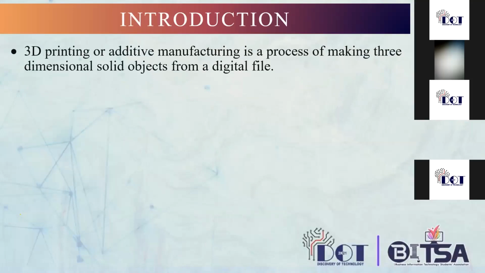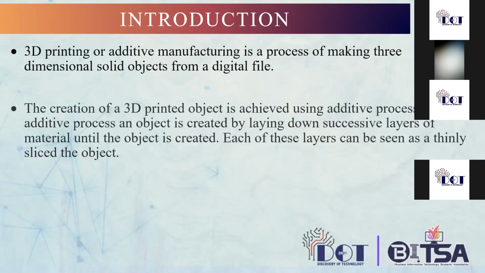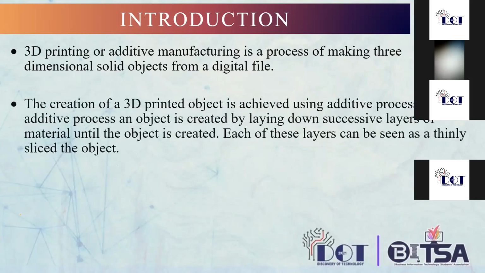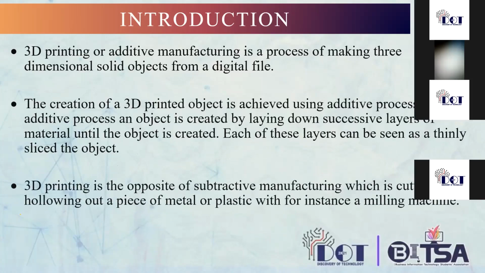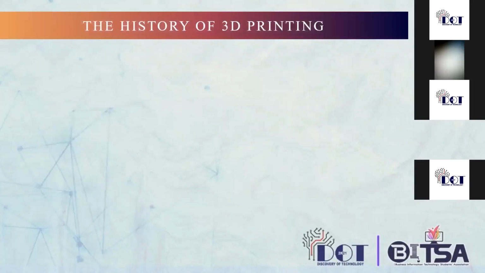3D printing, or additive manufacturing, is a process of making three-dimensional solid objects from a digital file. The creation of a 3D printed object is achieved using additive processes. 3D printing is the opposite of subtractive manufacturing, which is cutting out a piece of metal or plastic with, for instance, a milling machine. Our next slide is about the history of 3D printing.